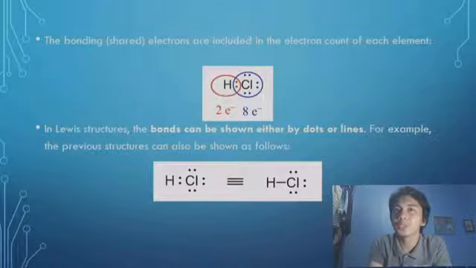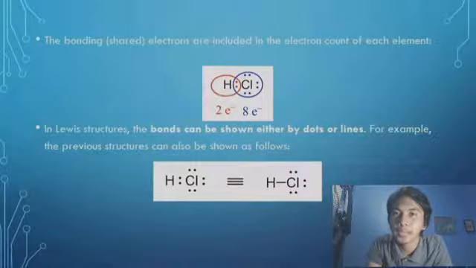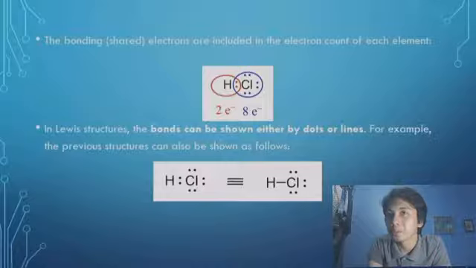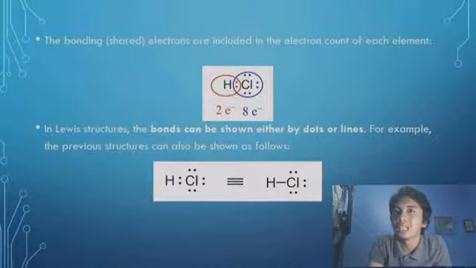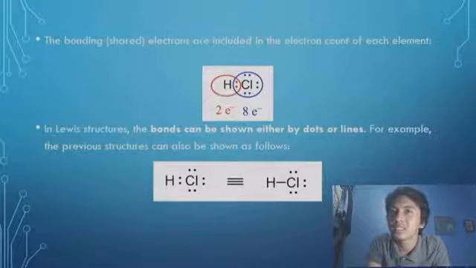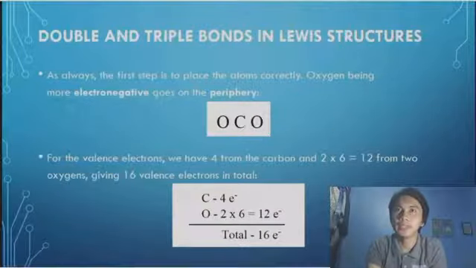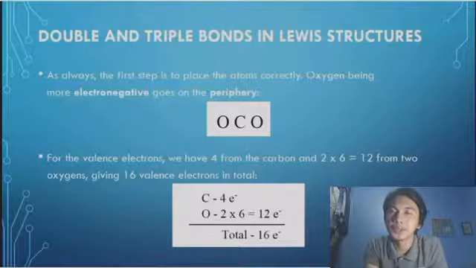In Lewis structures, the bonds can be shown either by dots or lines. Say, for example, the previous structure can also be shown as follows. As you can see here, we have the triple bond, we have the line. They are showing us the dot bond and line bond, and also it has the triple bond. Okay, let's proceed to the double and triple bonds in Lewis structures.